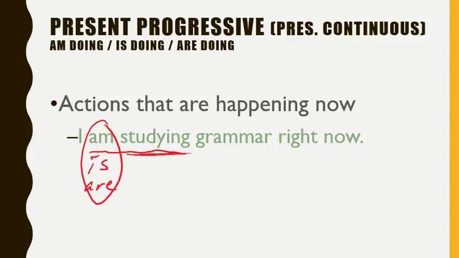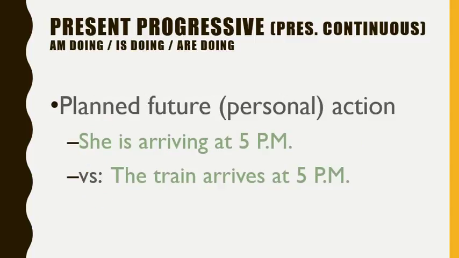Okay, and the other example is a planned future action and personal action. This is something that's going to happen, like the train arrives at 5 p.m., the sentence that we looked at in the last video. Train arrives at 5 p.m. We use arrives because this is a scheduled event, whereas she is arriving at 5 p.m. is what we would say if it's a person, a personal action. Okay, so that's the main difference.